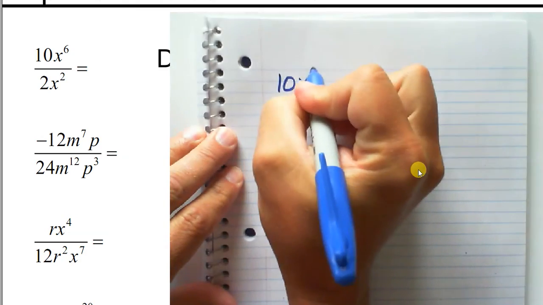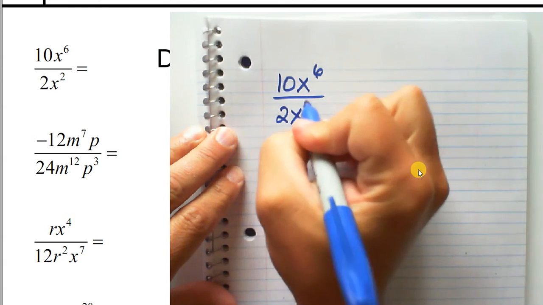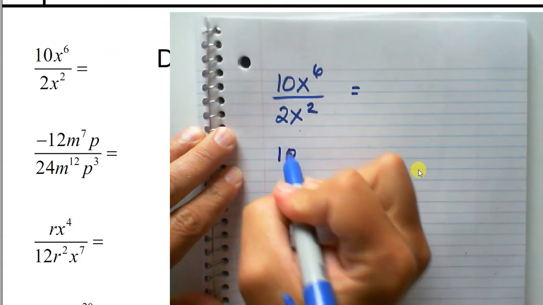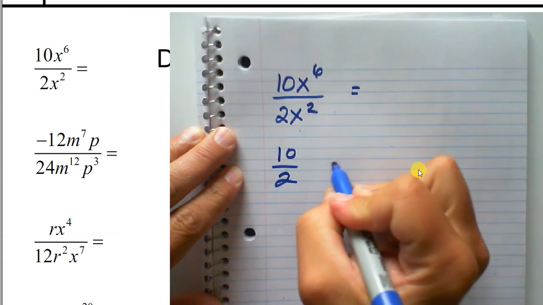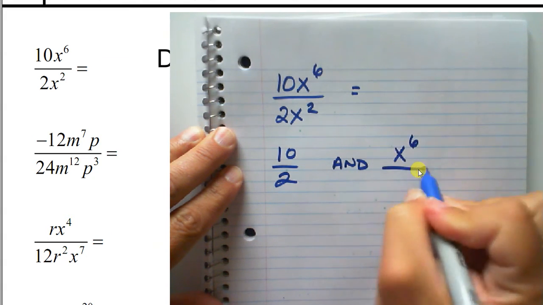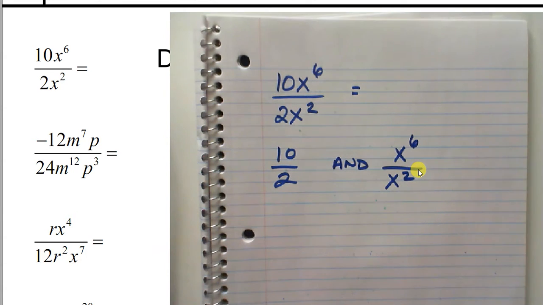10x to the 6th over 2x squared. So it's really 10 over 2 and x to the 6th over x to the 2nd. So those are the 2 problems. So what's a candy with two flavors?